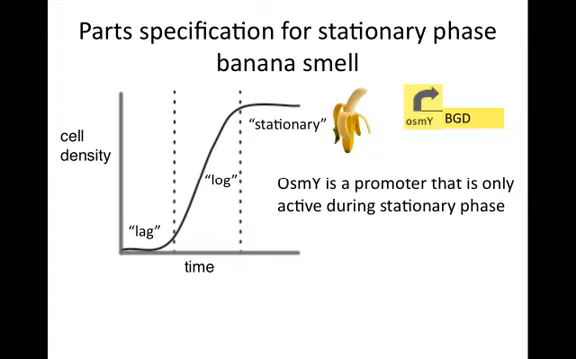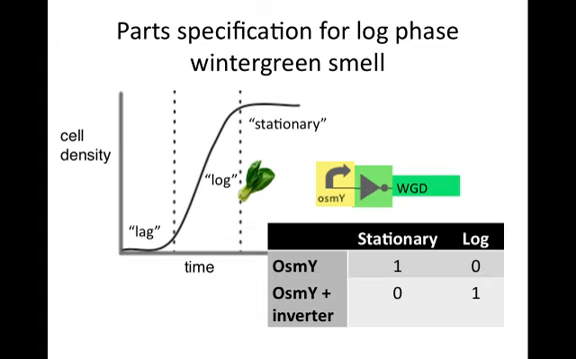Now, certainly they could have found a log phase promoter that might have turned the wintergreen smell on during the log phase and generated something similar to this structure in order to specify their log phase wintergreen smell. But instead, they chose a different route. They chose to take the OSMY promoter, which is the stationary phase promoter that they knew was working, and connect it to the wintergreen generating device. But between those two parts, they included something called a genetic inverter.